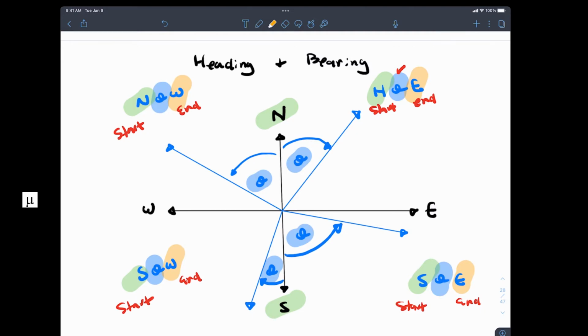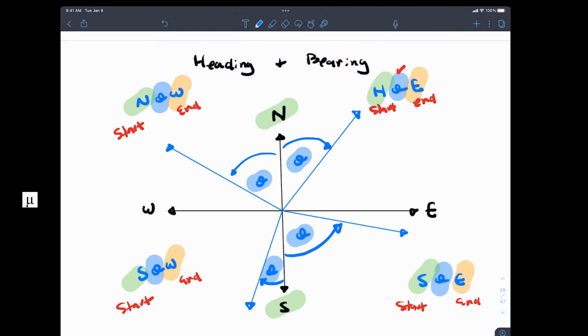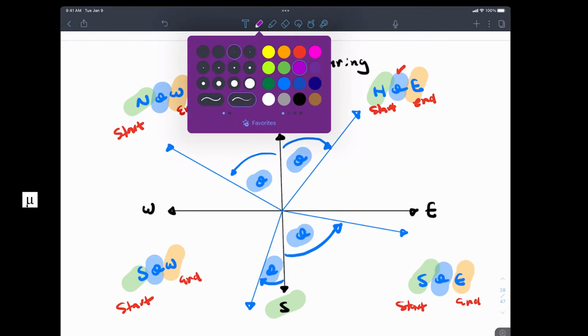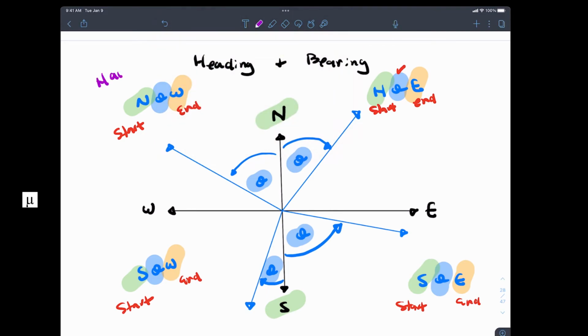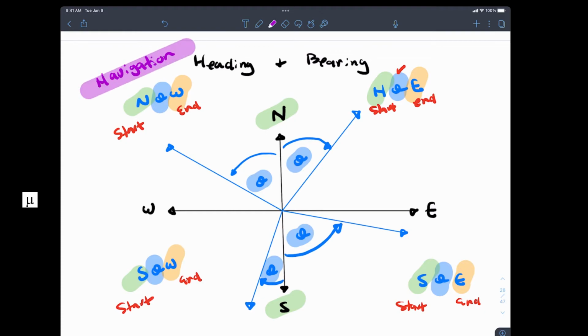So this is a new way of thinking for some of these questions that you'll see in the future. And these questions have to do, in some ways, with navigation. You'll see some navigation questions worded differently, but some of the navigation questions are going to have this. Okay?